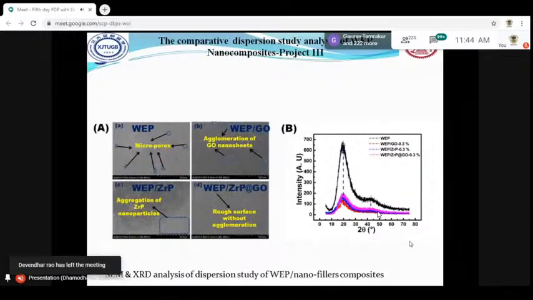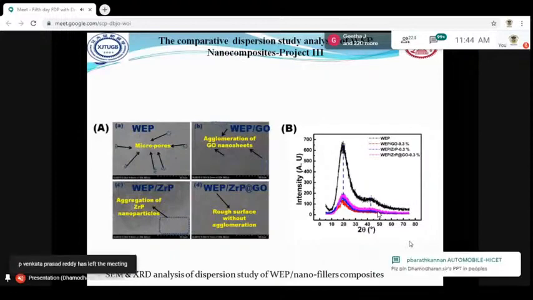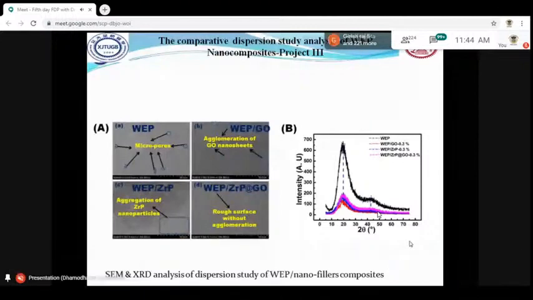Here we can see the dispersion study has been analyzed with the assistance of FESEM and XRD analysis. In the FESEM, you can see the neat WEP, without any nanofiller, shows micropores. But when we go with the WEP GO, there is some agglomeration, GO patches. When we look closely, we can see the patches on the surface of the polymer matrix.